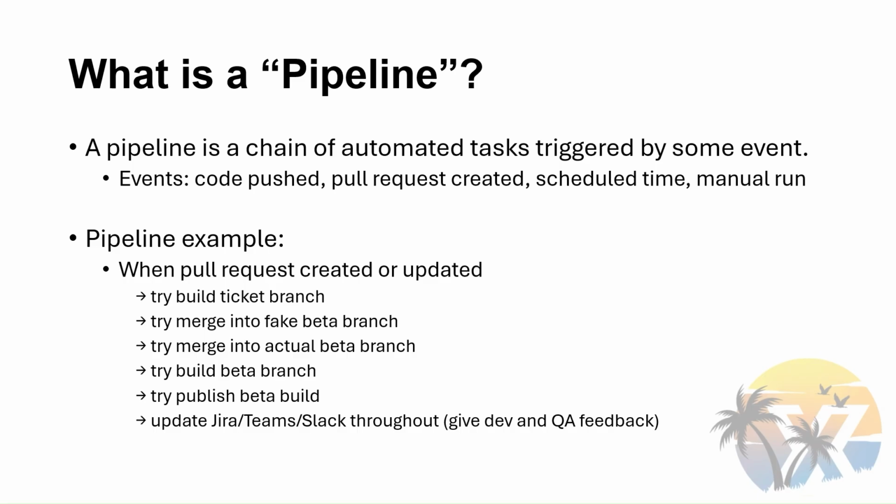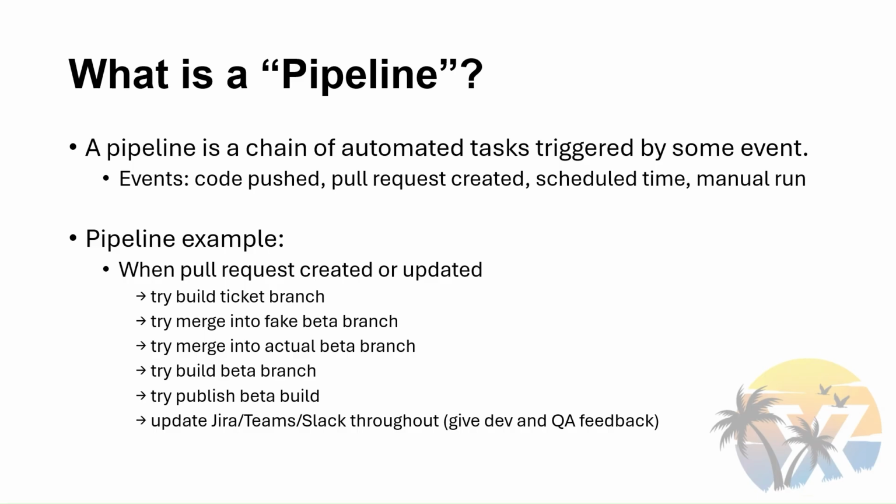So manual run is like pressing the run button in the web browser. So pipeline example, here's just a chain of tasks. When a pull request is created, you could try to build it and then if it builds, try to merge it into a fake version of the beta branch, and then if there's no merge conflicts, then actually merge it into the beta branch. Or rather, you would probably try to build the fake beta branch so that you can test for integration tests. Then you would merge it into the actual beta branch.